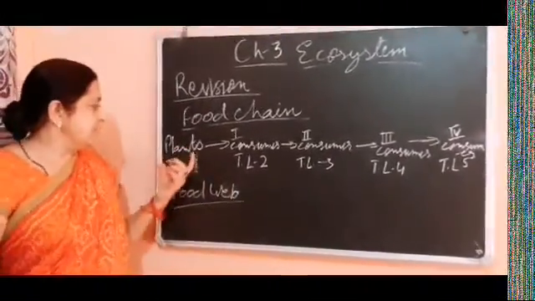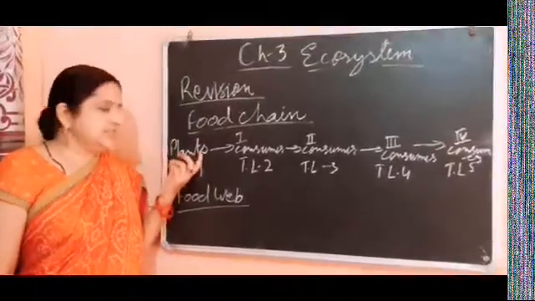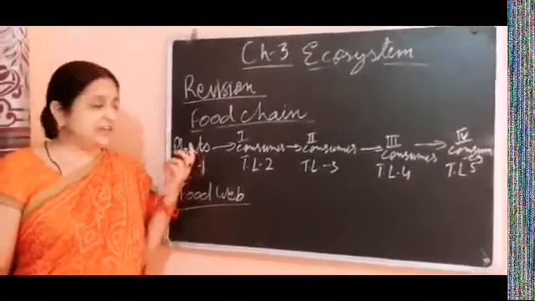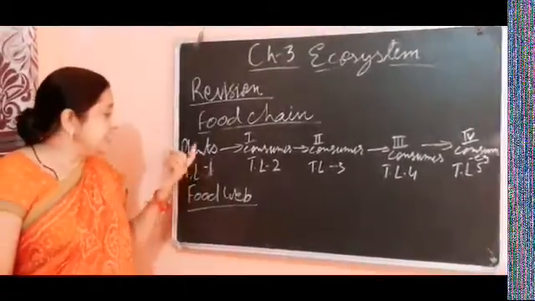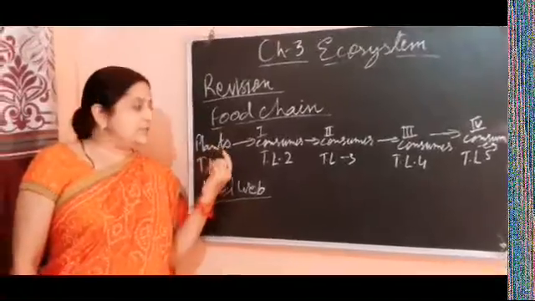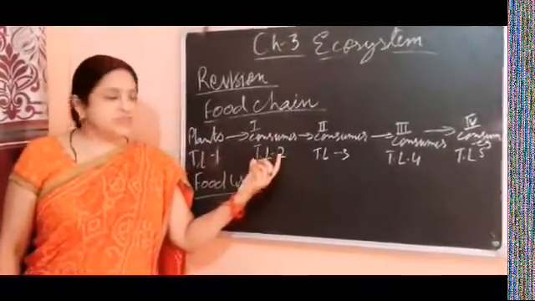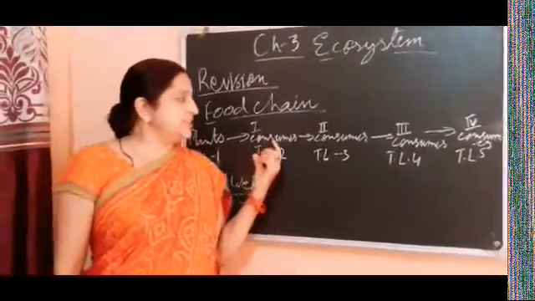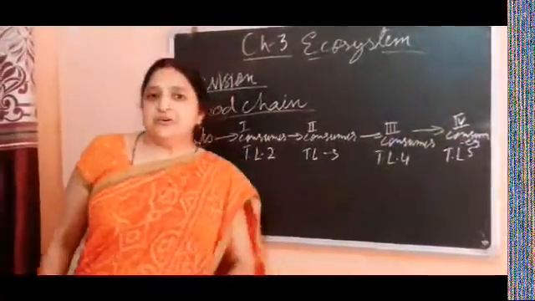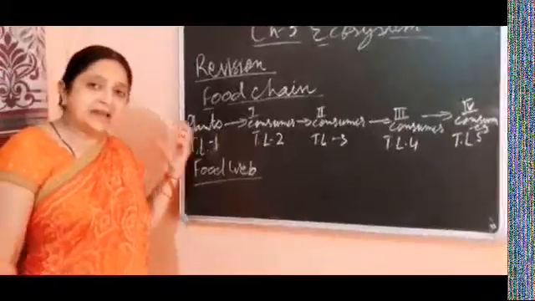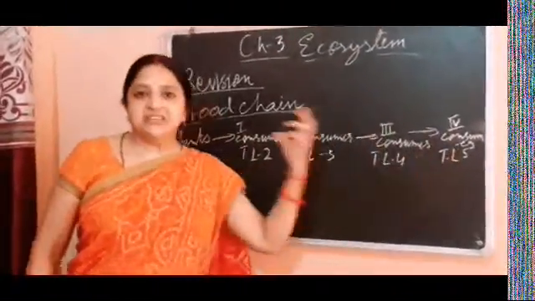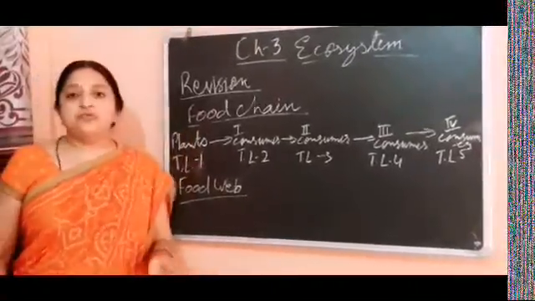Suppose these are the plants. We all know that plants trap solar energy and make food, so they transfer the energy and food from themselves to the first consumer. From the first consumer, it transfers to the second consumer, from second to third and third to fourth consumer. In this way, energy and nutrients transfer from organism to organism. This sequence is called food chain.